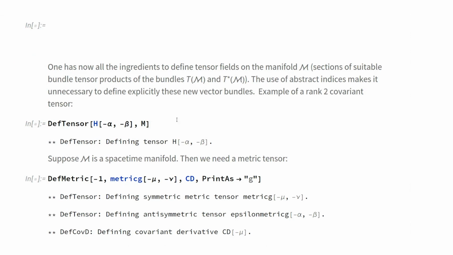But as you know, if we want to do tensor analysis, we need, in addition to the tangent bundle, the dual of the tangent bundle. And then by doing tensor products of these bundles, we get the so-called tensor bundle. One of the powers of this abstract index notation is that we don't need to define any of these tensor bundles, because these definitions are implicit in the list of abstract indices.